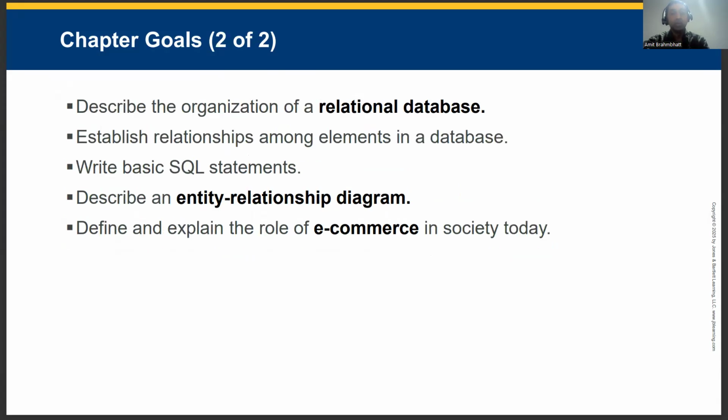Our remaining goals focus on relational databases, the type used in websites, apps, and business systems. We learn how information is organized into tables, how records are linked across tables, and how to write basic SQL queries. We'll also introduce entity relationship diagrams, which visually show how data tables connect. Finally, we'll discuss e-commerce, how online buying and selling become possible, the technologies behind it, and challenges like security and privacy. All of these skills will give you a strong foundation for understanding how modern information systems operate.